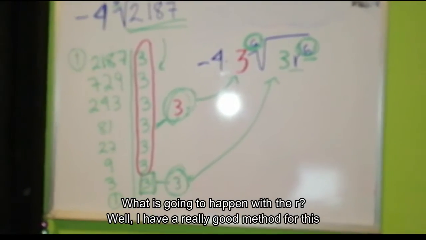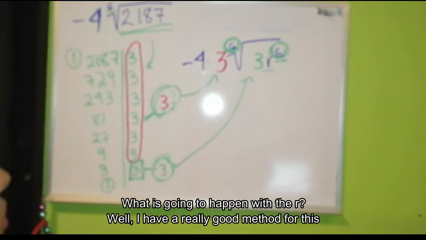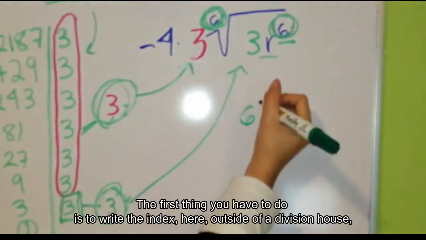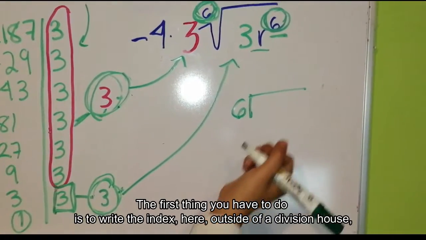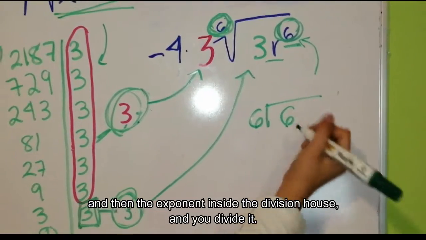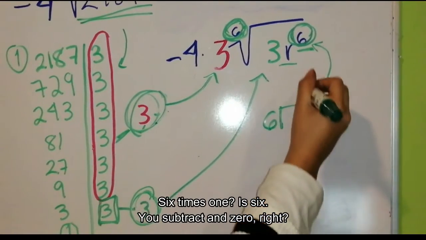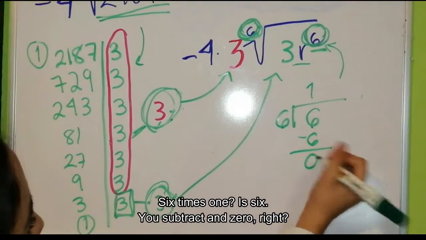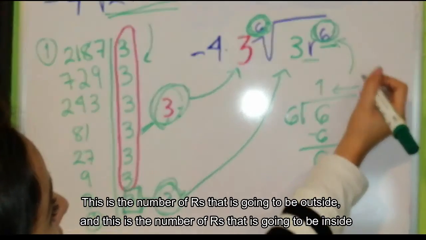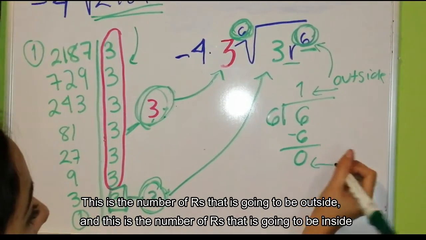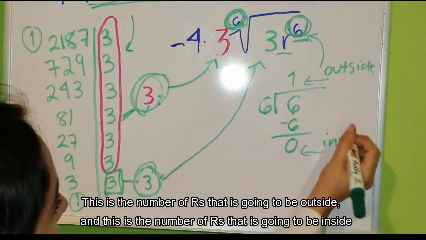What's going to happen with the r? Well, I have a really good method for this. The first thing you have to do is write the index here outside of a division house, and then the exponent inside the division house, and you divide it. 6 times 1 is 6. You subtract and get 0. This is the number of r's that's going to be outside, and this is the number of r's that's going to be inside.